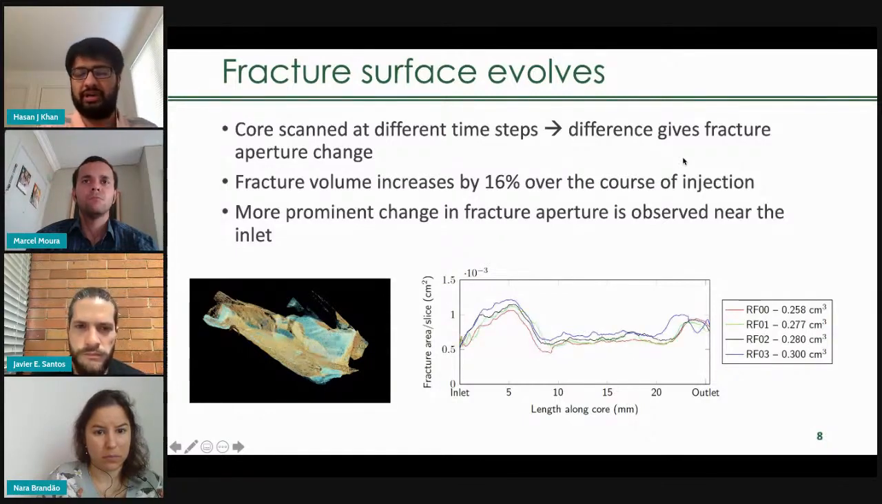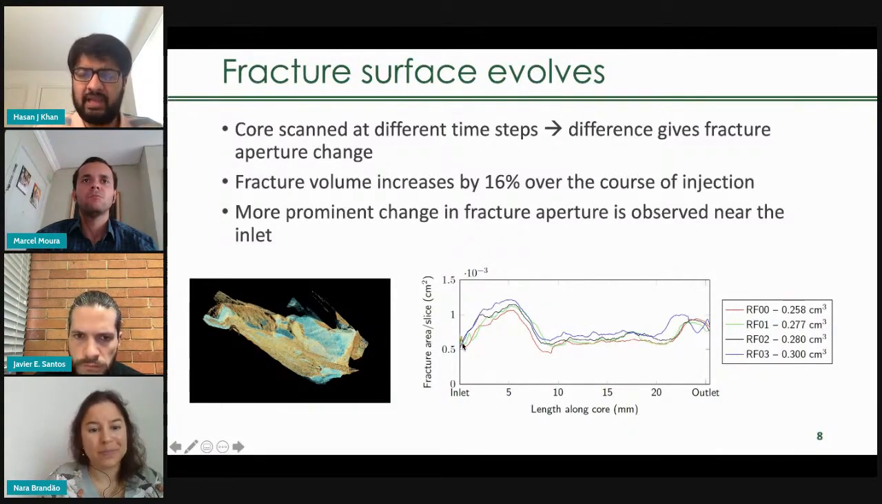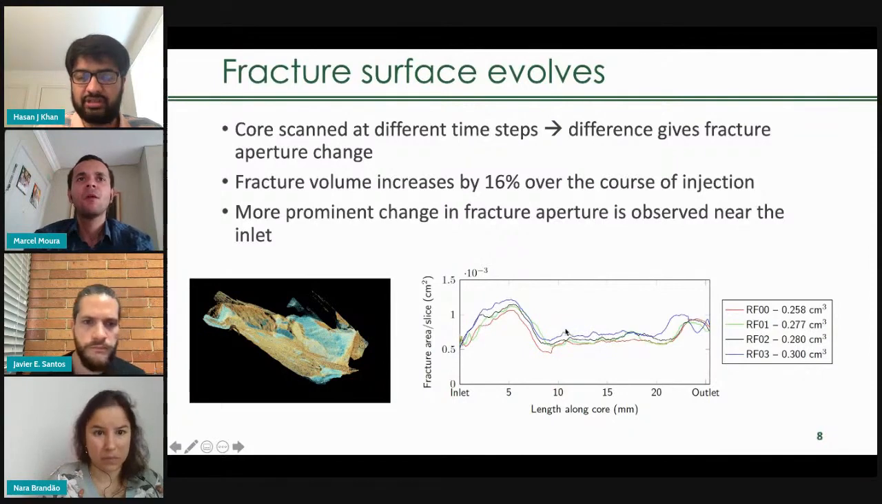Over the course of our experiment, we see that there has been a 16% change in the total fracture volume, with most of the change happening near the inlet. Again, this is a little bit expected because at the inlet, the reactive fluid, or the acidic fluid, has the highest efficacy, and as it progresses inside the rock, it neutralizes and loses its efficacy.